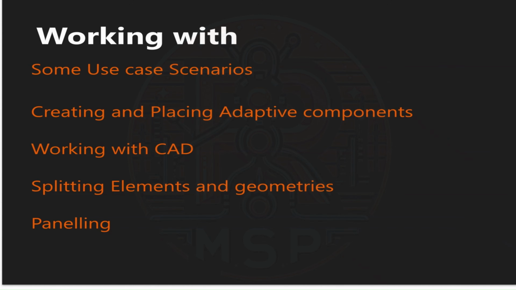Now, at this moment we will have most of the knowledge on how to create a Dynamo script. We can create a decent Dynamo script. We'll get to learn about some use case scenarios. We are going to create videos on the topics of creating and placing adaptive components with the help of Dynamo scripts, how we are going to work with CAD, how we are going to split elements and geometries, and how we are going to do paneling for a facade with the help of Dynamo scripts.